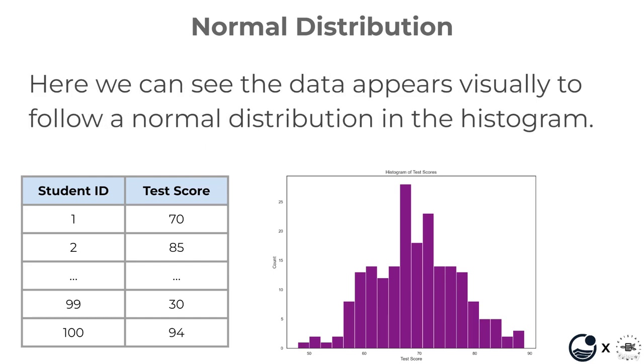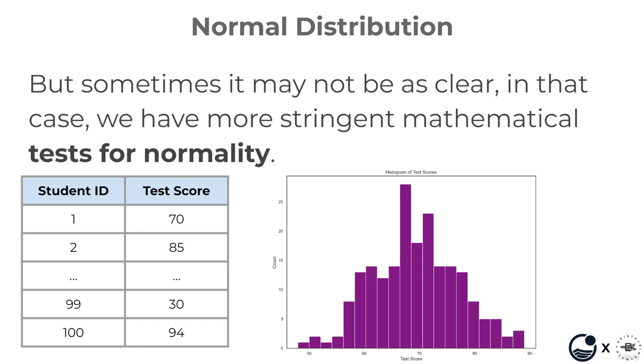So again, here we can see that visually speaking, it looks like it's following a normal distribution in the histogram. But sometimes that may not actually be as clear. In that case, we have more stringent mathematical tests for normality. A test for normality basically tests, hey, what's the probability that this data set is actually normally distributed?